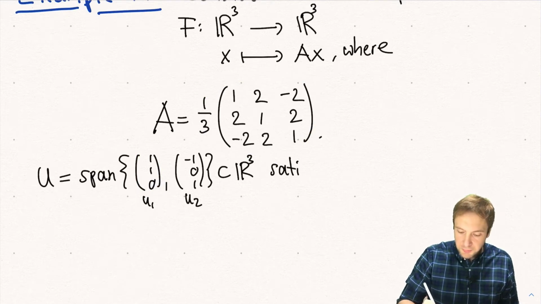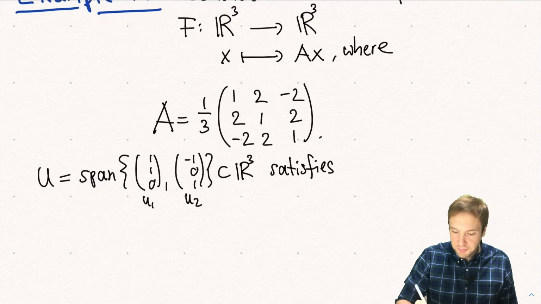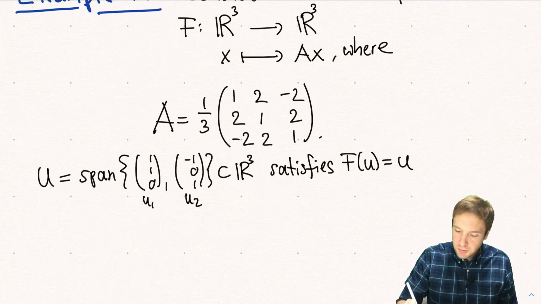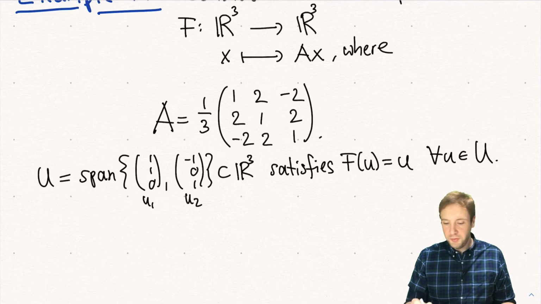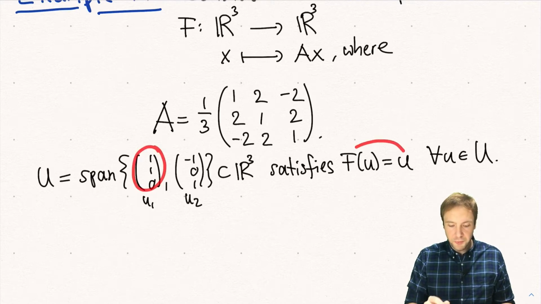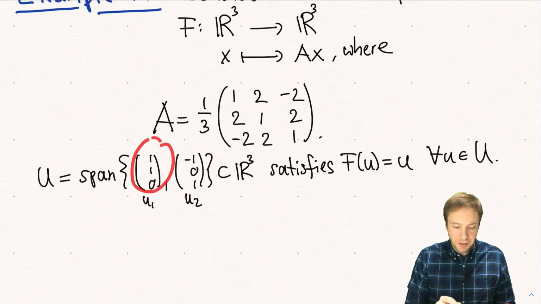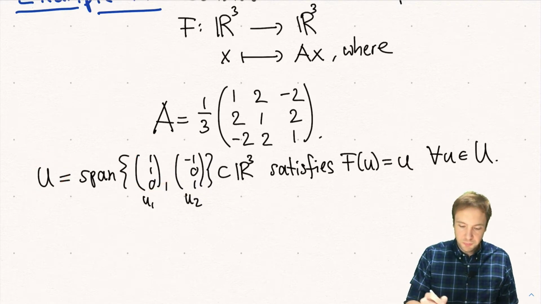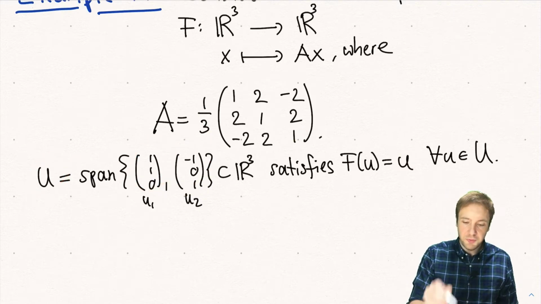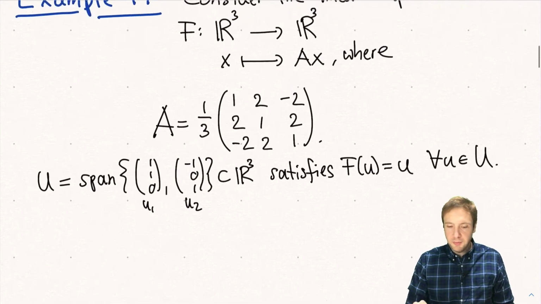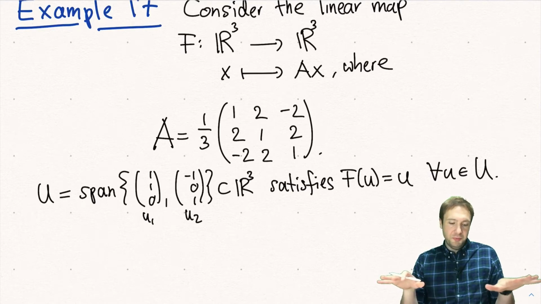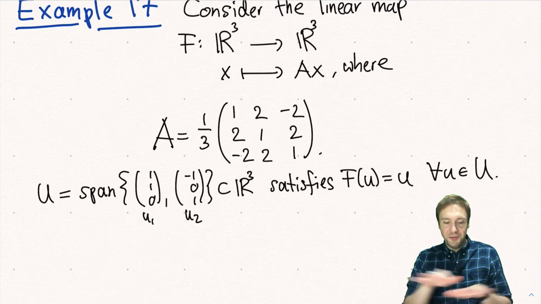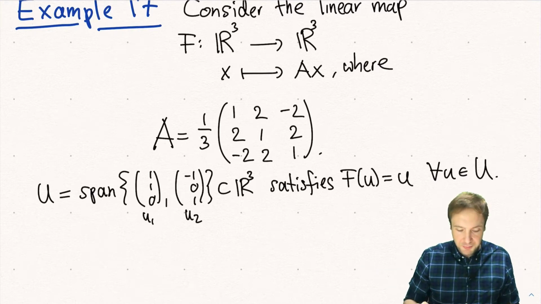So this means that f of u equals 1 times u for all u in this subspace U. For this you just need to check that this holds for these two basis elements of this subspace U by multiplying these vectors with this matrix. So this linear map leaves this plane untouched. If you apply f to this plane, it will just stay there at the same place.